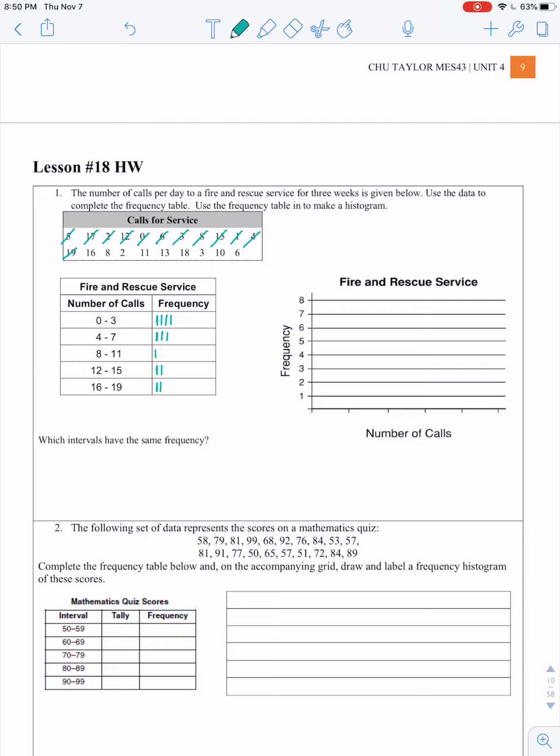19 goes between 16 and 19. 16 goes in 16 to 19. 8 goes in 8 to 11. 2 goes in 0 to 3. 11 goes in 8 to 11. 13 goes in 12 to 15. 18 goes in 16 to 19. 3 goes in 0 to 3. 10 goes in 8 to 11. And 6 goes in 4 to 7.